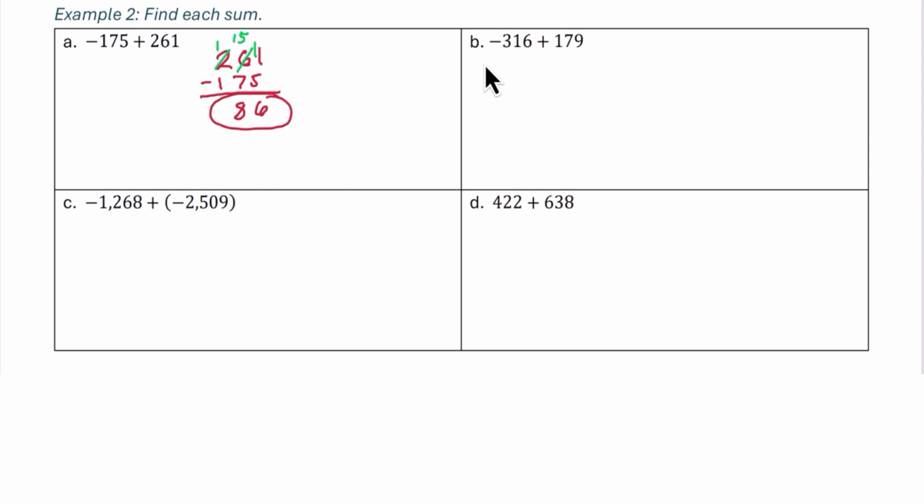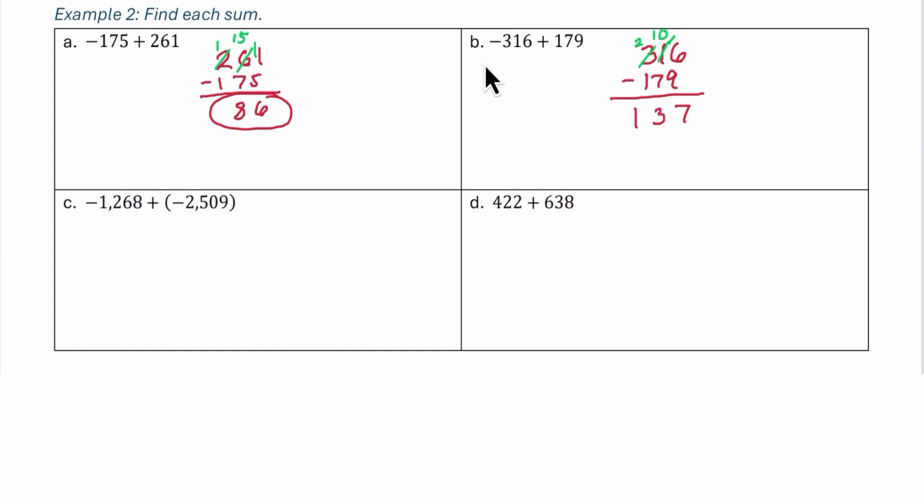In the next example, we have negative 316 plus 179. We'll take the larger absolute value, 316, and subtract the smaller absolute value, 179. We need to borrow from the 1, giving us 16 minus 9, which is 7. Then we need to borrow from the 3, giving us 10 minus 7, which is 3. And then 2 minus 1 is 1.